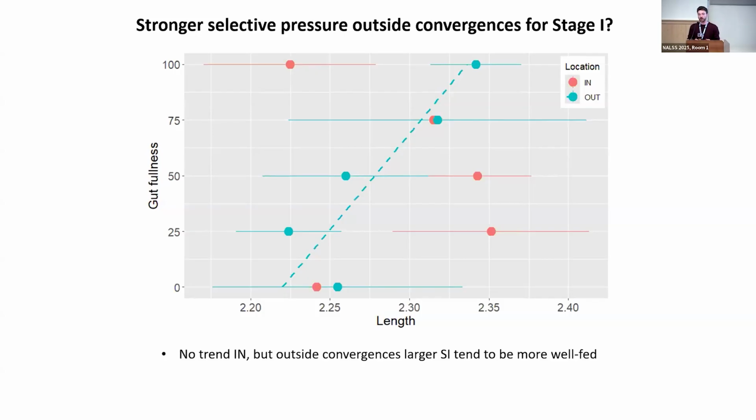And so what I interpret this as is that outside the convergence zones is a more strongly selective environment where only more fit, adapted, larger individuals are able to feed efficiently. Whereas inside the convergence zones, the abundance of prey means that it's relatively low energetically costly and easier to fill their guts.